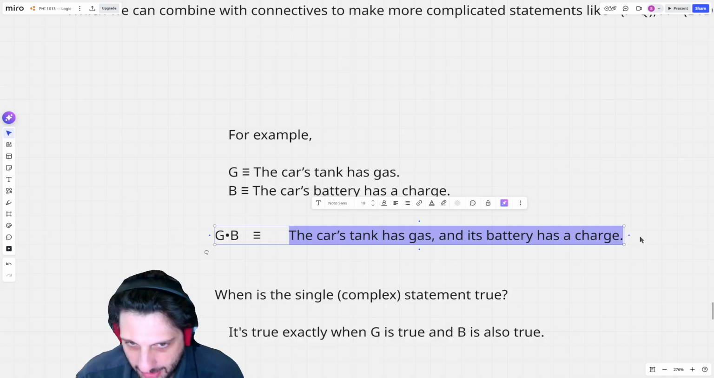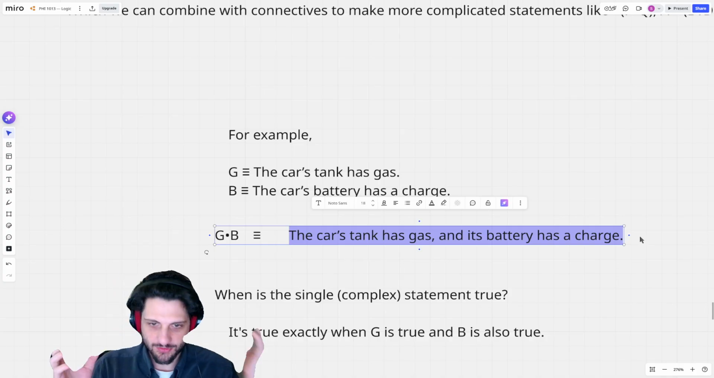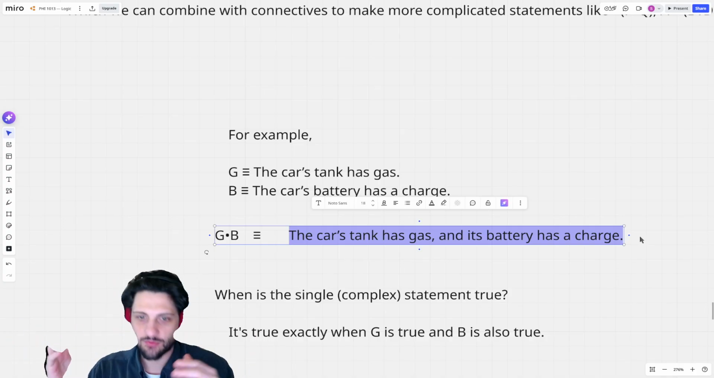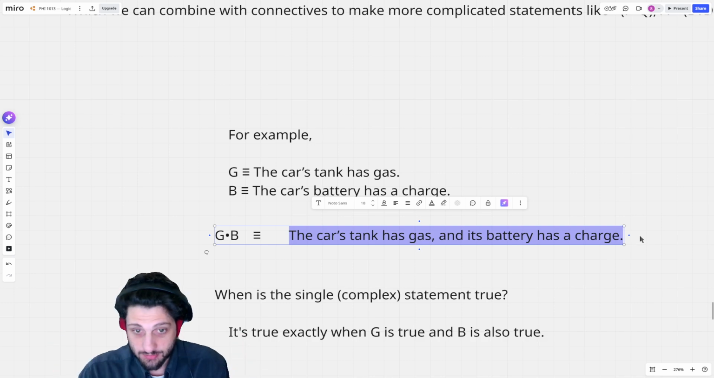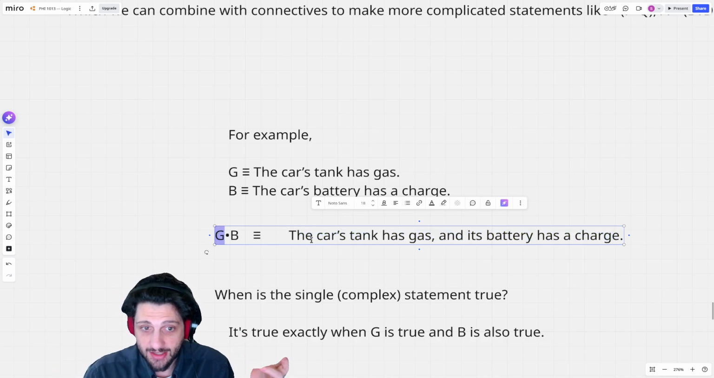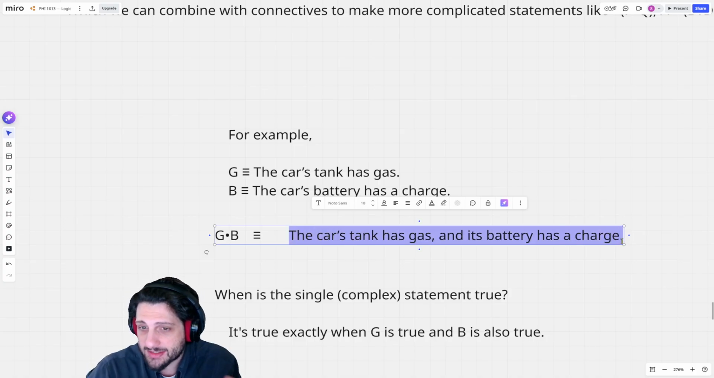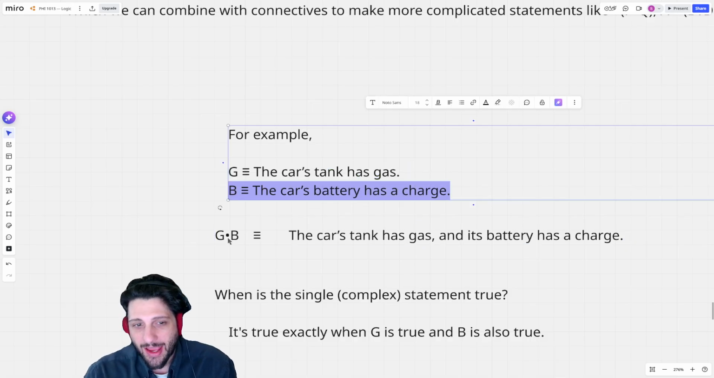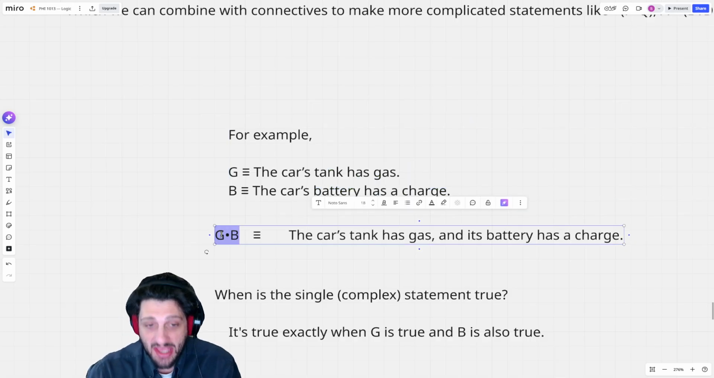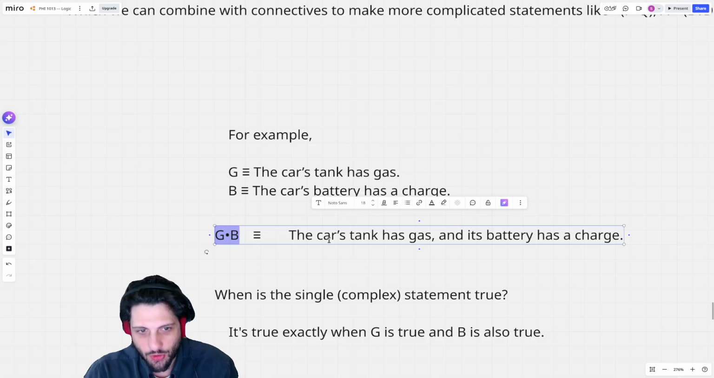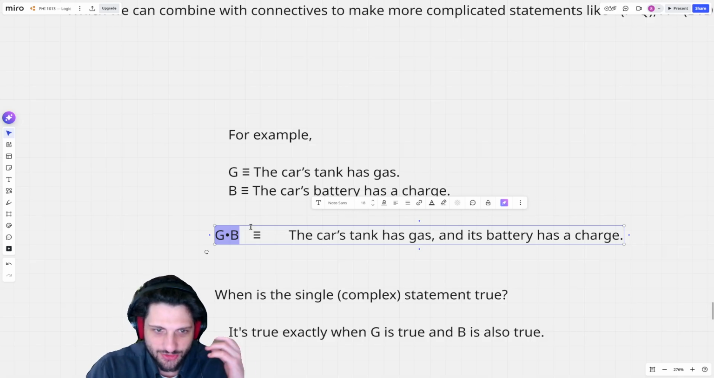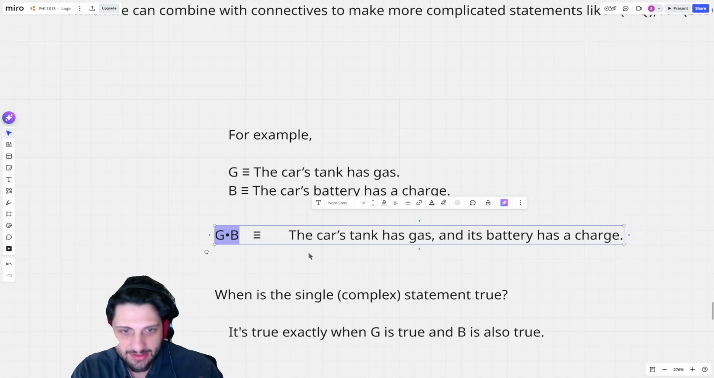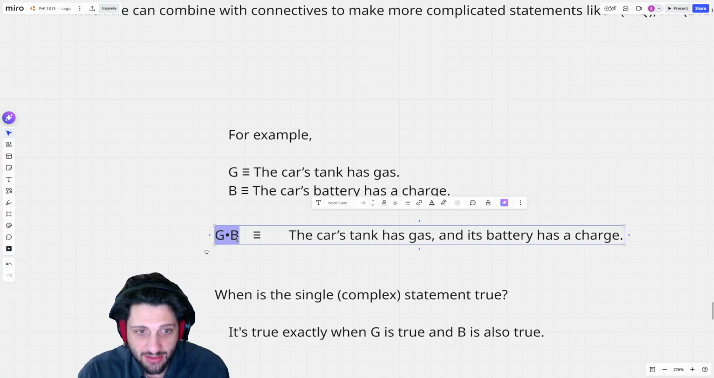Is it true to say the car has gas and its battery has a charge? If we have a specific car in mind, like my car downstairs, it's true that the car does have gas, and it's true that the battery's charged. So I would like to say that this complex statement as a whole is also true. G is true, B is true, and the complex statement G and B also has its own truth value. In this case, it seems intuitively clear that it's a true statement.